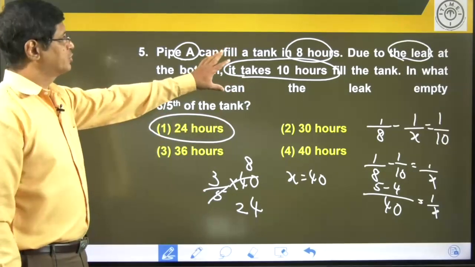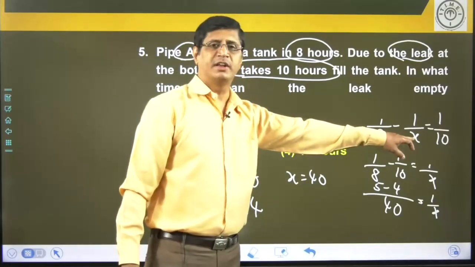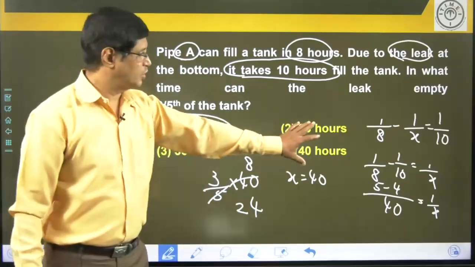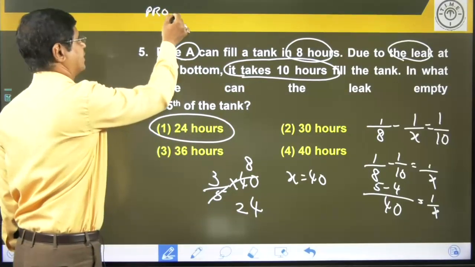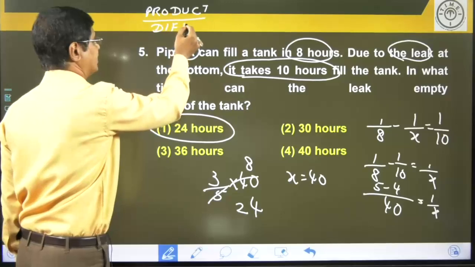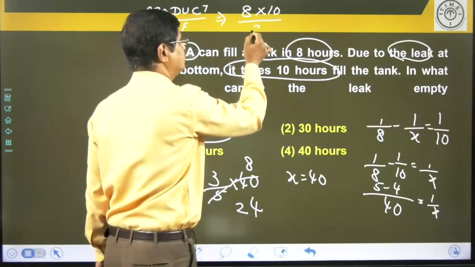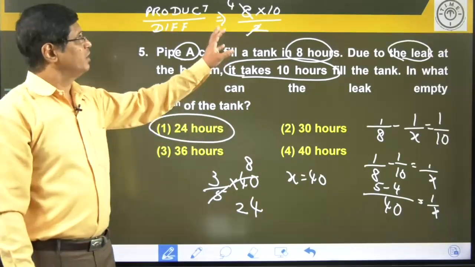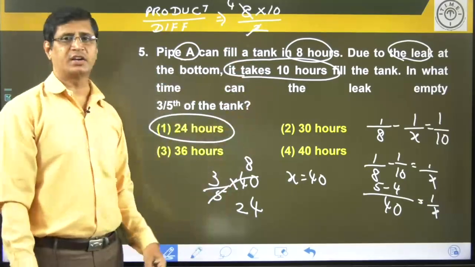Yes, my dear students, if you observe this question carefully, one is a filling pipe, other is an emptying pipe. Here, 1 by 8 minus 1 by x is equal to 1 by 10. So, instead of doing all these steps, you can apply the formula of product by difference. If you observe it, you will find the x value directly. Just look at the application part. 8 into 10 by difference of these two, that is 40. It will give the emptying pipe capacity. So, the emptying pipe can empty the full tank in 40 hours.